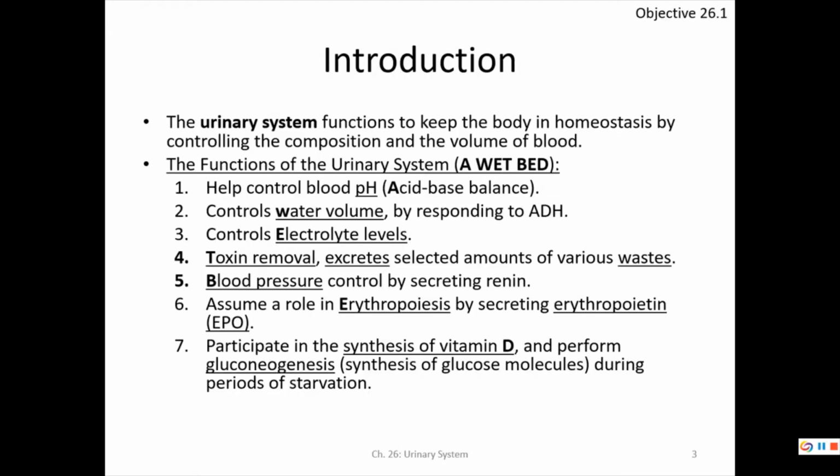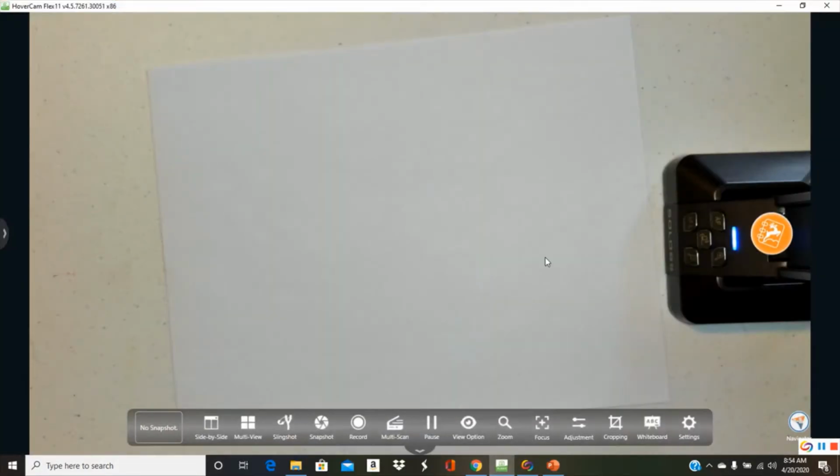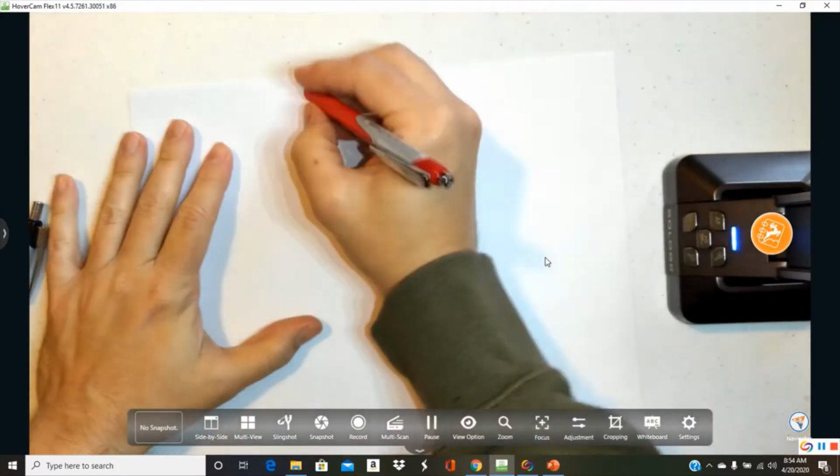So what we want to look at, and I like to use a mnemonic to help us understand the basic function of the urinary system, is it makes a wet bed. We're going to see that it helps control the body in homeostasis. It helps keep us homeostatic. It controls blood's volume. Now, let's look at what a wet bed is and help us understand how our urinary system helps us maintain a wet bed.